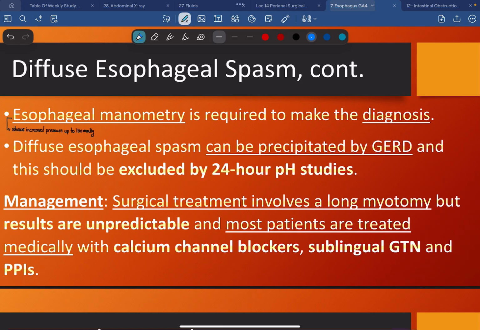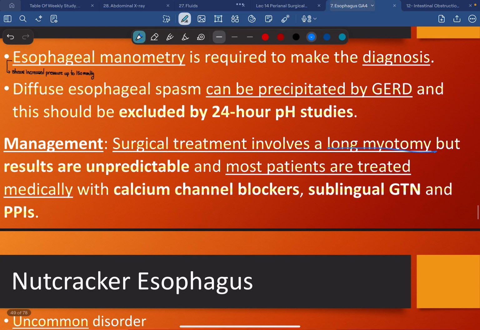The surgical treatment is long myotomy, the same as we do for the lower esophagus, but this time we will extend it to the whole esophagus to relieve this severe spasm. The results, unfortunately, are unpredictable. Some patients improve, some patients not. Most patients are treated medically with nitroglycerin and calcium channel blockers, which will relieve the spasm a bit. And PPIs, of course.